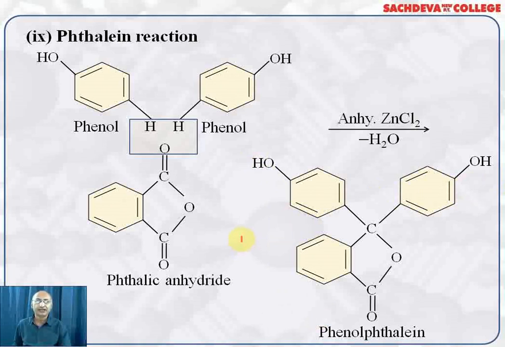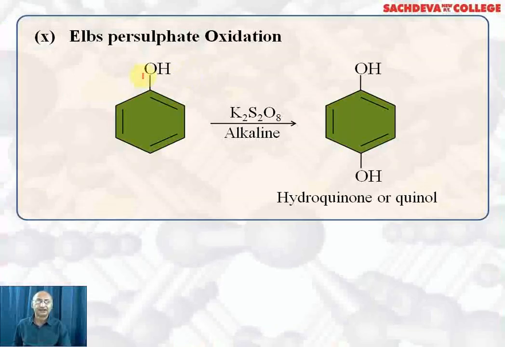If we carry out the same reaction with resorcinol, we will get fluorescein as the dye which is formed. Fluorescein is also used as an indicator. Next, we are taking the Elbs persulfate oxidation. Phenol reacts with potassium persulfate in alkaline medium and results in the formation of hydroquinone or quinol. The IUPAC name is benzene-1,4-diol. So the name of the reaction is Elbs persulfate oxidation.